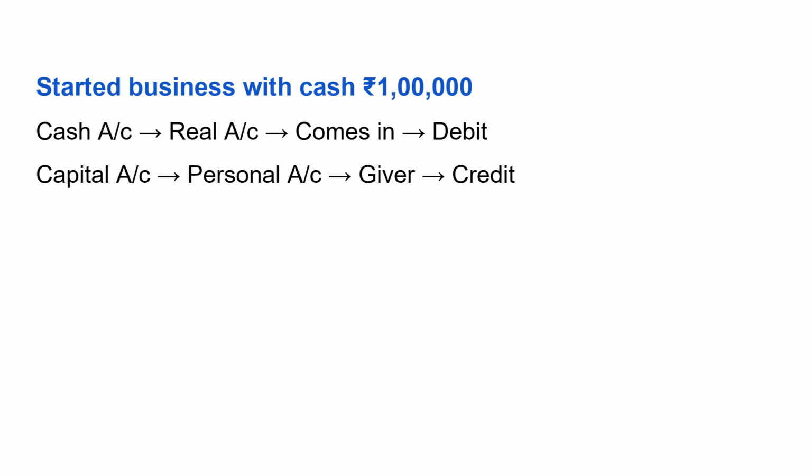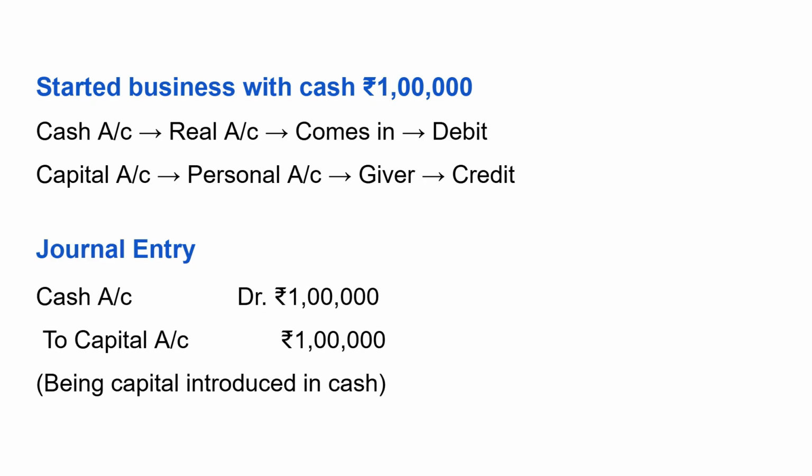So the journal entry is: cash account debit 1 lakh rupees to capital account 1 lakh rupees. And the narration is: being capital introduced in cash. Cash is coming into the business, so it is a real account, so it is debited. And capital represents the owner, so it is a personal account, so it is credited. Remember, the owner is separate from the business.